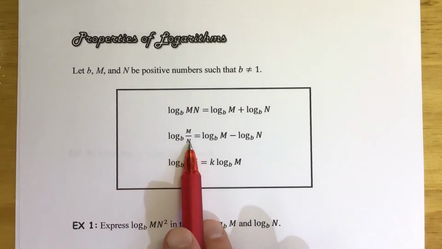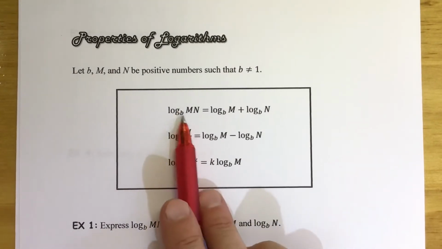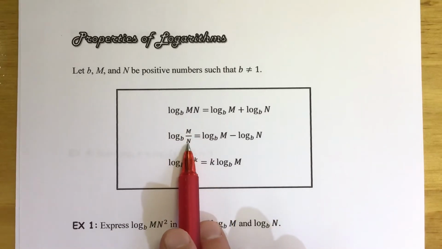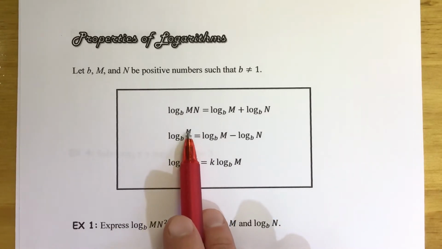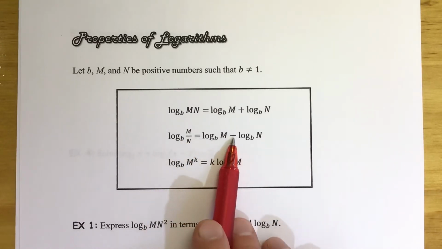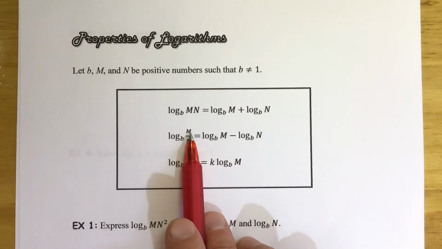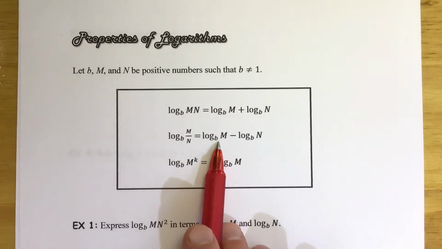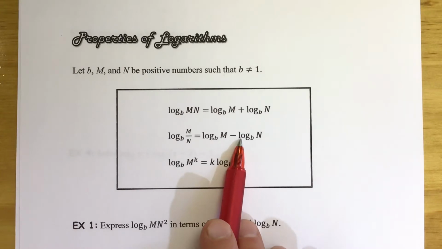All right, the next one. That was called the product property. This one is called the quotient property. If you have 2 things that are being divided, or something that you can interpret as a quotient, you can split it into 2 logarithms, but you're going to use subtraction. Whatever is the numerator part is going to be the first one, and you'll be subtracting the denominator part.